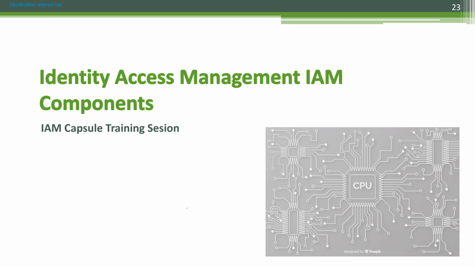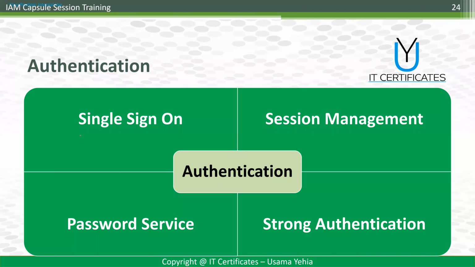The identity access management components are very important. As we mentioned before, the important components are authentication and authorization, user management, and repository. We will take them one by one, and we will go through each one of them.